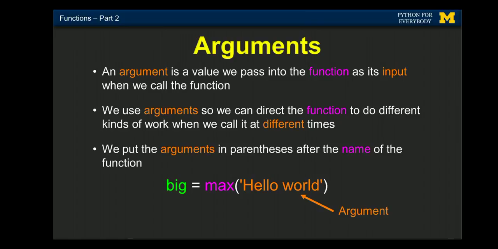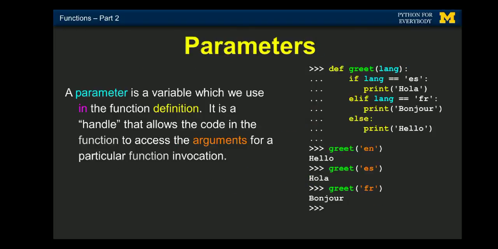Arguments. An argument is a value that we pass into the function as its input when we call the function. We use functions so we can direct the function to different kinds of work when we call it at different times. We put the arguments in parentheses after the name of the function.